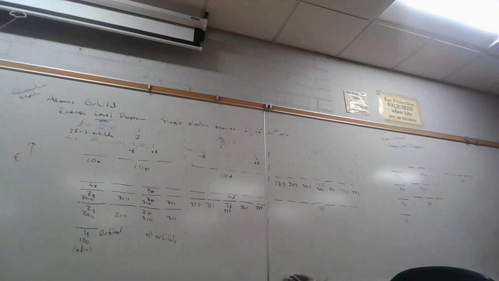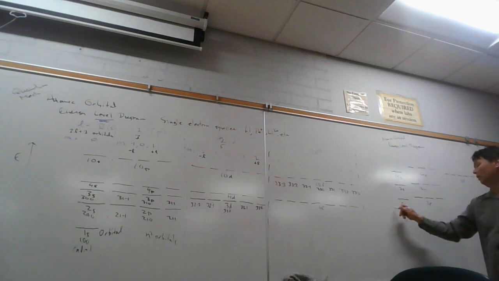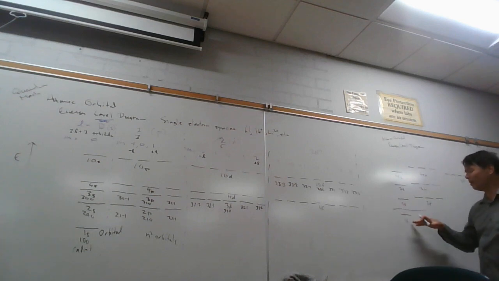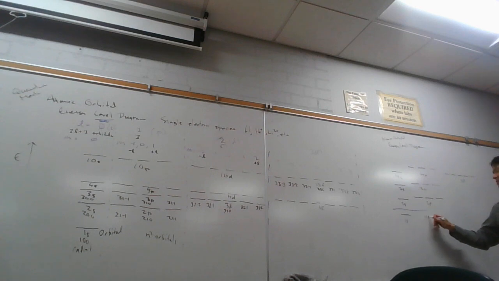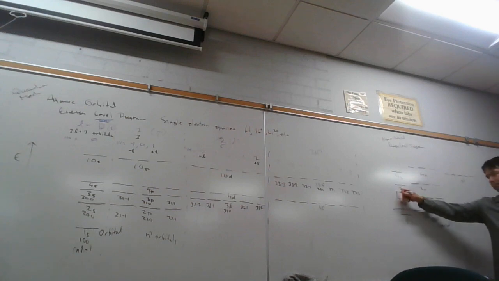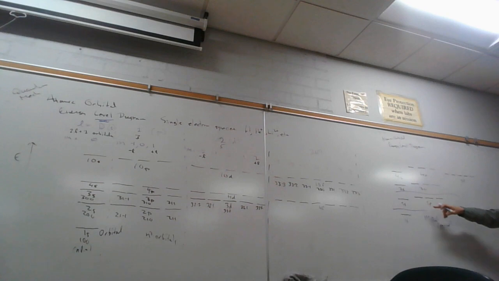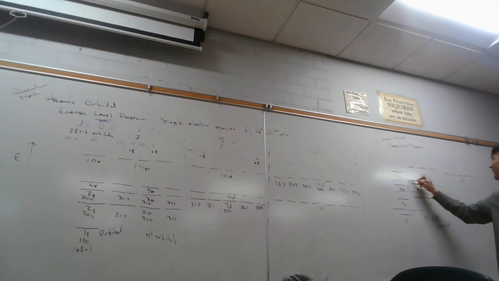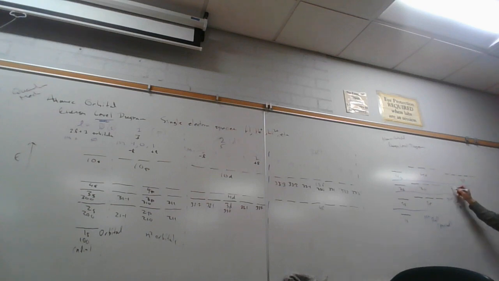And so what we have is this. We have a different grouping. And so this 1s is by itself. So what we call this is the first shell or period. The 2s and the 2p, this would be the second shell or second period. The 3s and the 3p are going to be the third shell. And so in the third shell, there's no 3d.